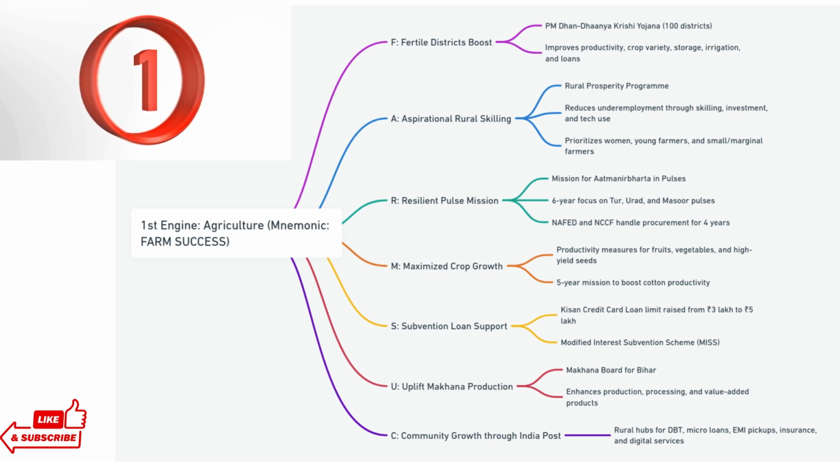S. Community growth through India Post. India Post will act as rural financial hubs, offering services like direct benefit transfers, DBTs, microloans, EMI pickups, insurance, and digital services. Rural economies को connect करने का एक powerful financial network बनेगा.